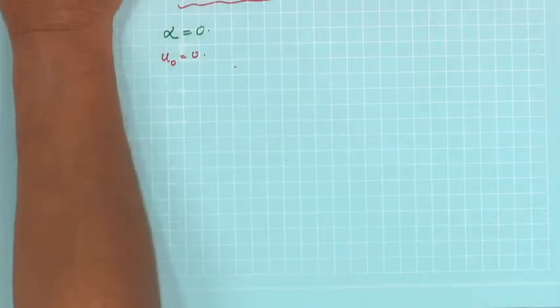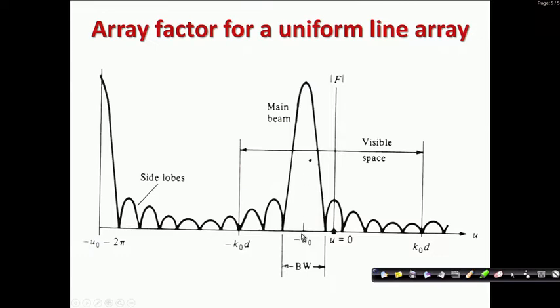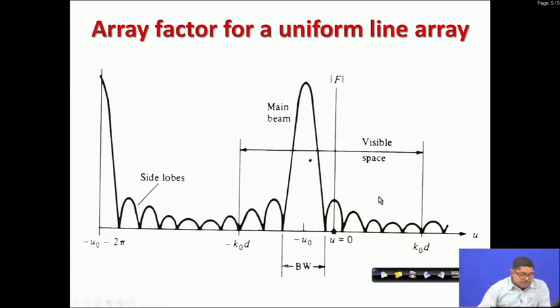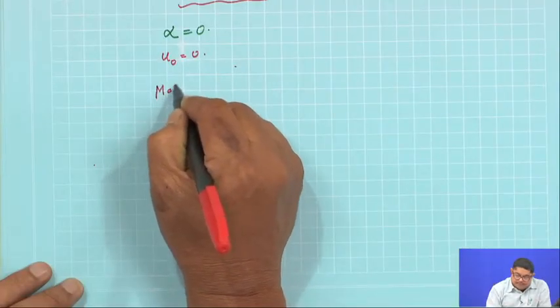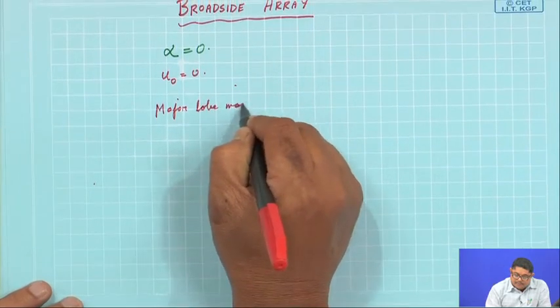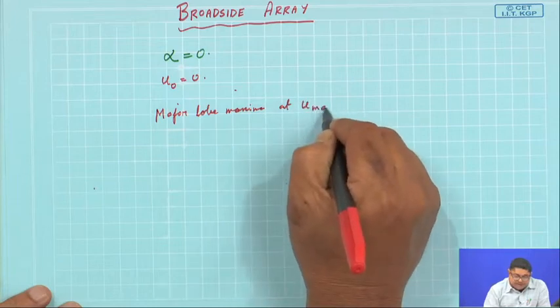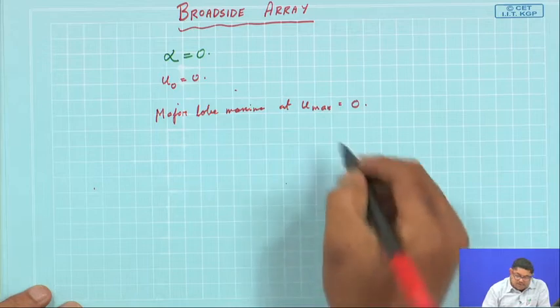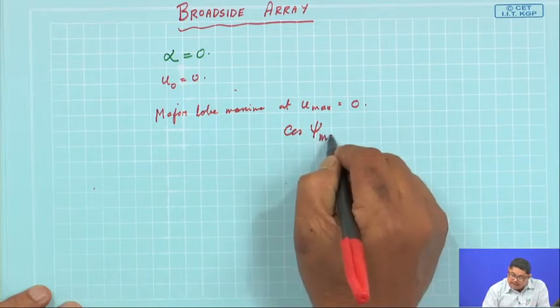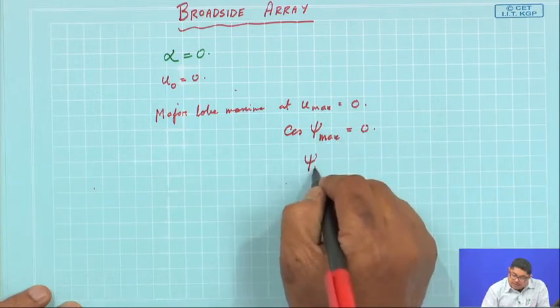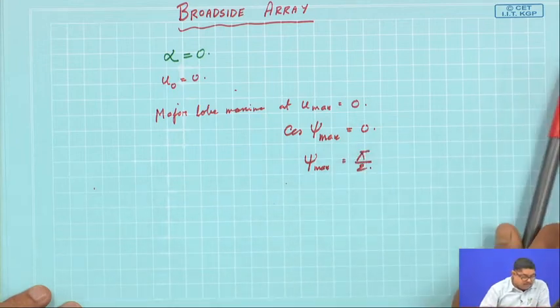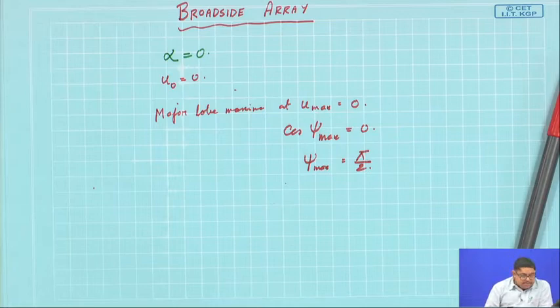If we look at the diagram, the major lobe comes here immediately, as u0 becomes 0. So the major lobe maxima at u max is 0. So cos psi max is 0, so psi max is pi by 2. So it is proved that the maximum radiation occurs broadside to the array axis. Physically also this is expected, as all elements fed in phase should be producing maximum radiation along the broadside.